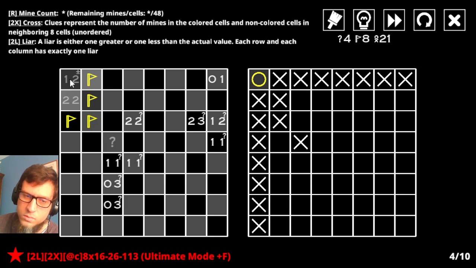Okay, so this was 1-2. It only has a 1-1 available next to it, so that 2 has to be a liar. And that, yeah, does this. Okay.